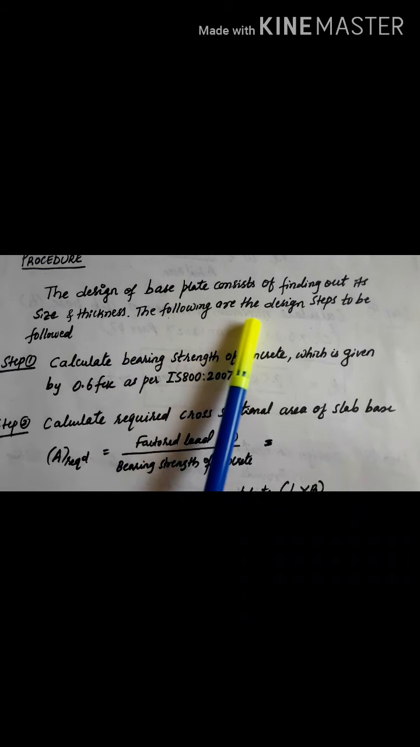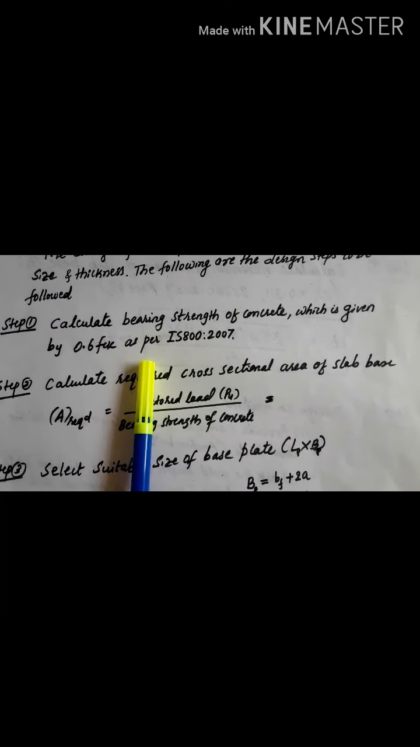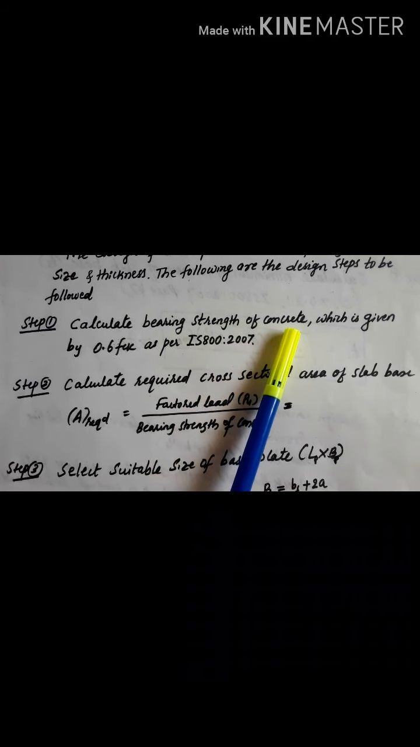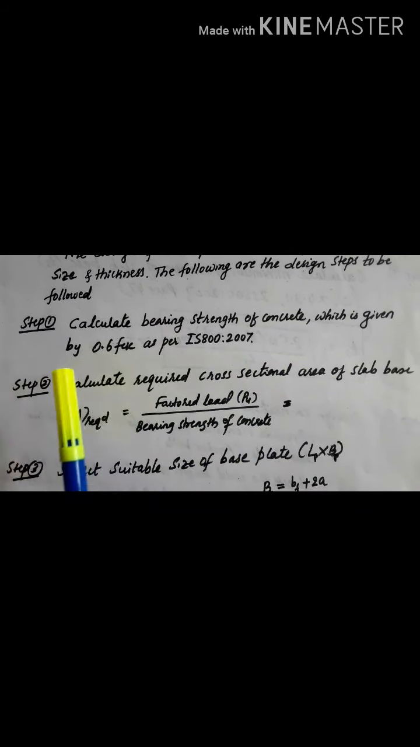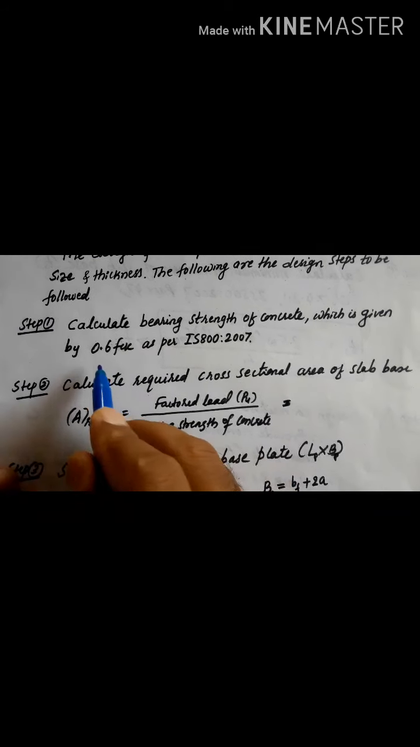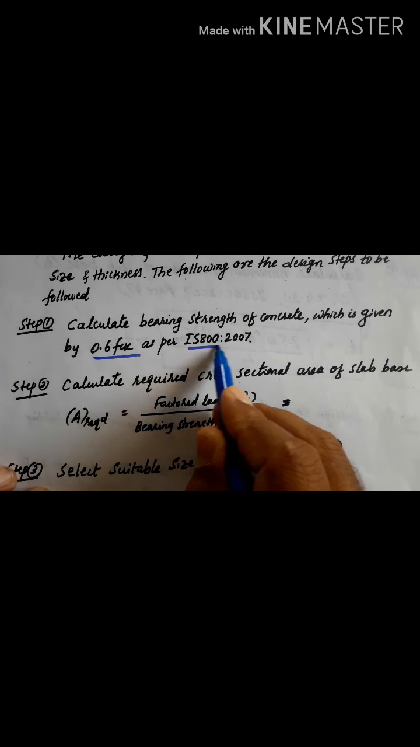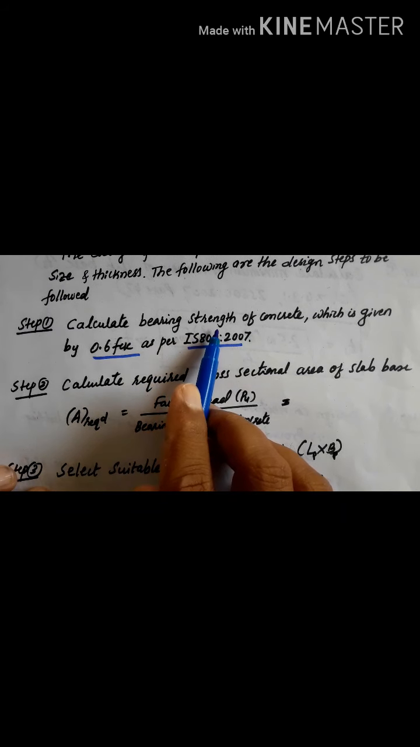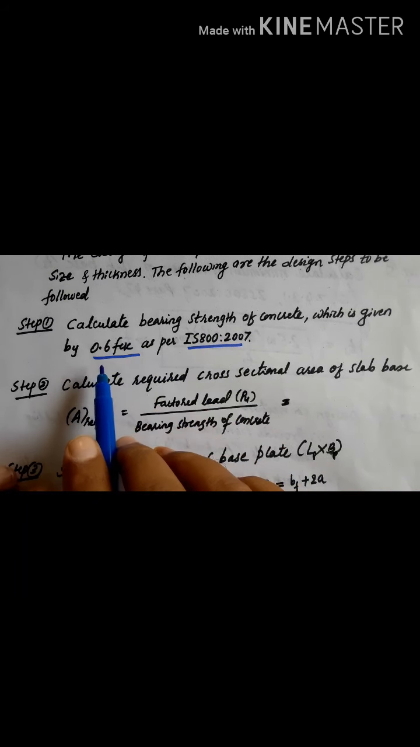The design of base plate consists of finding out its size and thickness. The following are the design steps to be followed. In step number 1, the first step we have to do is calculate the bearing strength of concrete, which is given by 0.6 FCK as per IS 800 2007. So first you need to calculate the bearing strength of the concrete for the given grade of concrete.